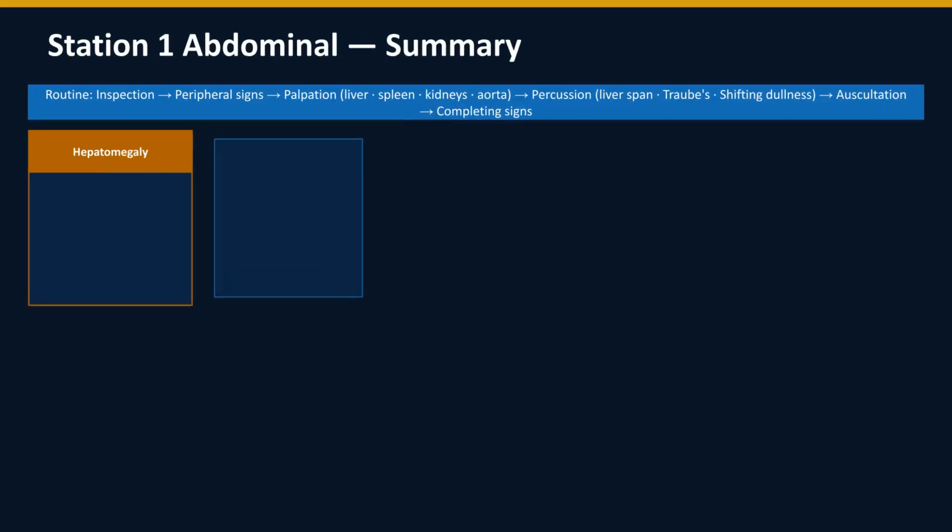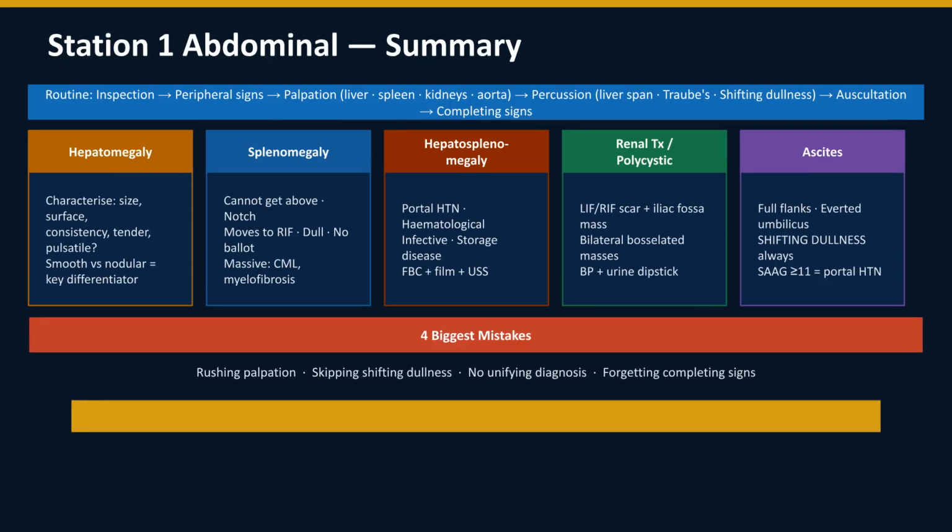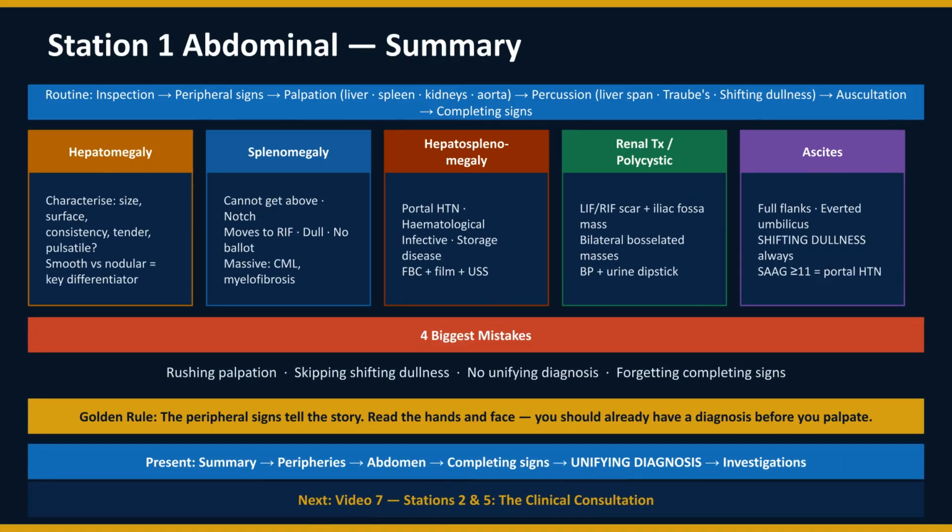In summary, follow the full abdominal routine: inspection, peripheral signs, palpation, percussion, and auscultation. Remember the golden rule: the peripheral signs tell the story. The presentation structure moves from the summary to a unifying diagnosis and investigations. Next, Video 7 covers Stations 2 and 5, the clinical consultation.